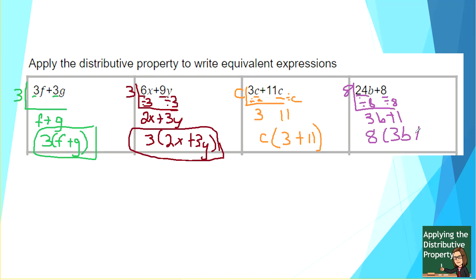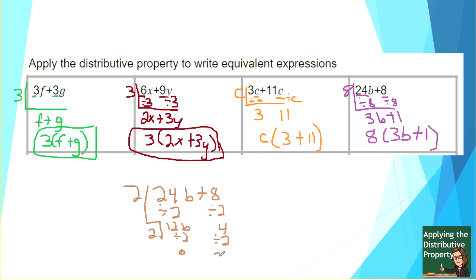Now I'm going to show you what happens if you start with a lower number and move up. So I'm going to do that down below. I'm going to do it in brown. So I had 24b plus 8, right? So if I said, oh, I know 2 goes in there. Well, I could divide this by 2 and I'd get 12b. I could divide this by 2 and I would get 4. Well, I know that a number goes into both of them, and that's going to be 2. So I divide this by 2. And I get 6. I divide this by 2, and I get 2. Oh, and I forgot my b, so I got to get the b in there.